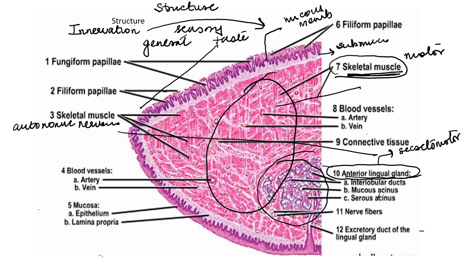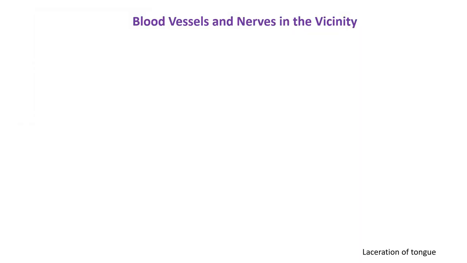But before we go there also, we need to understand what are the structures which are going to be in the vicinity of the tongue to be able to supply it. Again, go back to the diagram which you drew in the submandibular region. Let's draw the mandible.